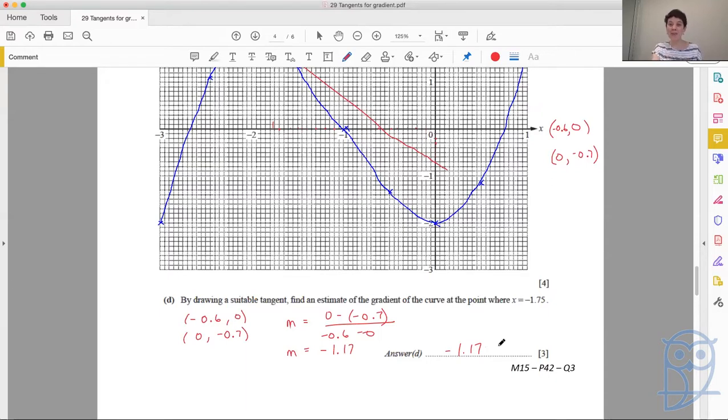I hope you're all happy. If you're not, then have another look at this. Go through everything, because it's really worth understanding how tangents are so very helpful when you're estimating the gradient of curves.